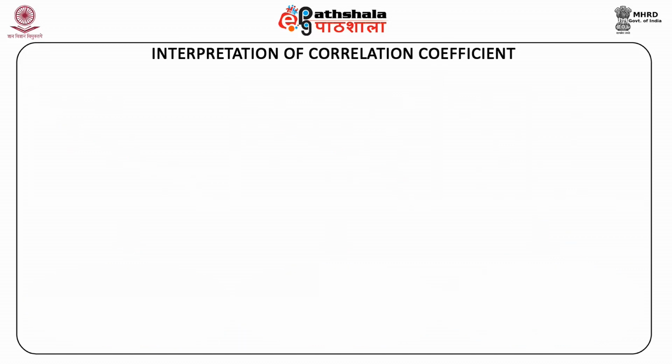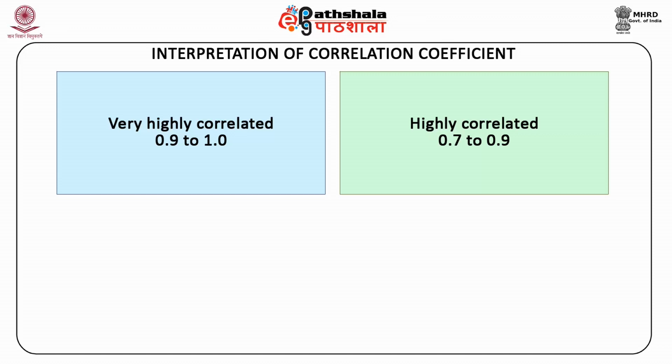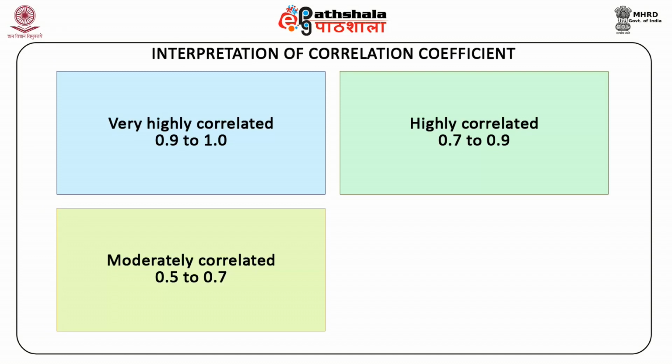Correlation coefficients whose magnitude is between 0.9 and 1.0 indicate variables which can be considered very highly correlated. Correlation coefficients whose magnitude is between 0.7 and 0.9 indicate variables which can be considered highly correlated. Correlation coefficients whose magnitude is between 0.5 and 0.7 indicate variables which can be considered moderately correlated.